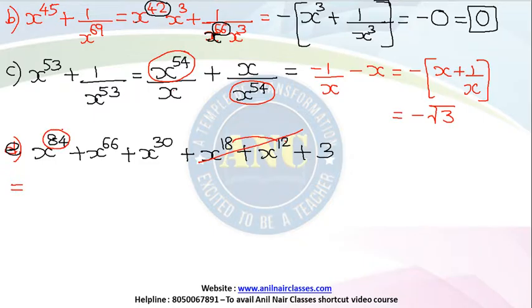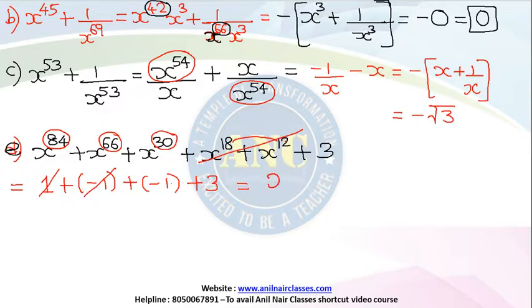84 is nothing but 6 into 14. 14 is an even number, so it's an even multiple of 6. Value is plus 1. Plus 66 is 6 into 11, an odd multiple of 6. Value is minus 1. Plus 30 is 6 into 5, an odd multiple of 6. Value is minus 1. Plus the 3 whatever they have given, I will write it as it is. 1 minus 1 is 0, 3 minus 1 is 2. The answer for this question is 2. Very, very easy. The moment you understand the concept, the questions become very easy to solve.